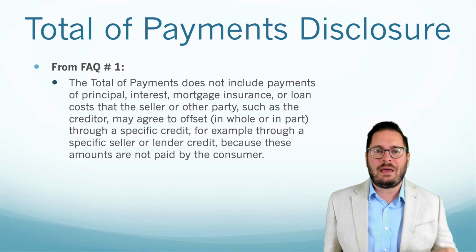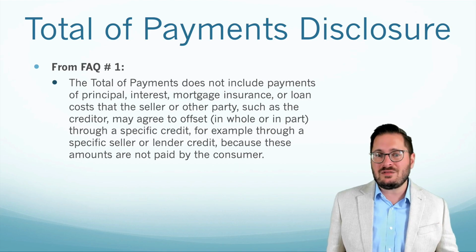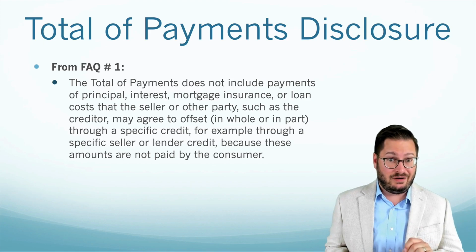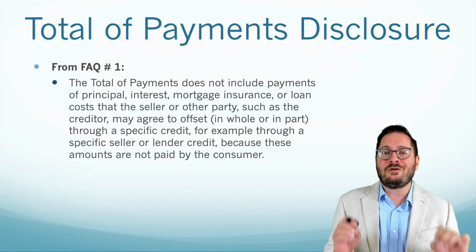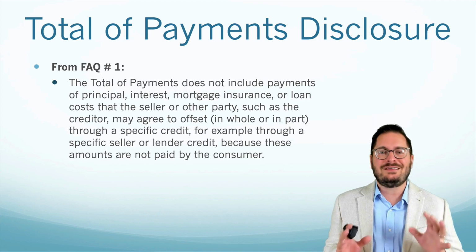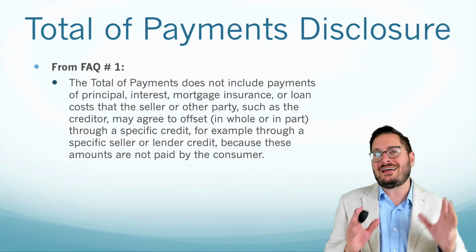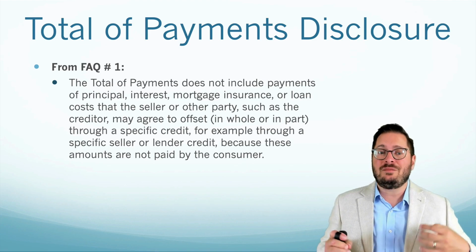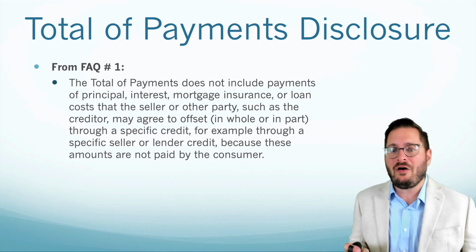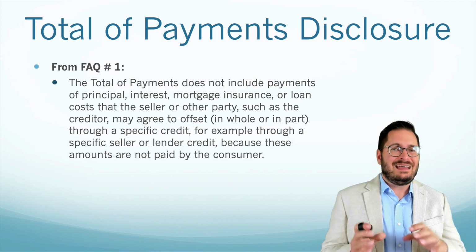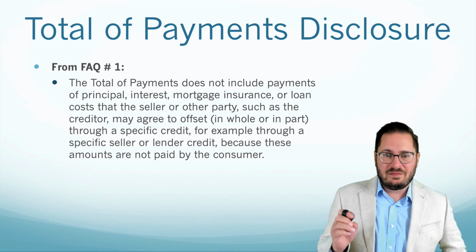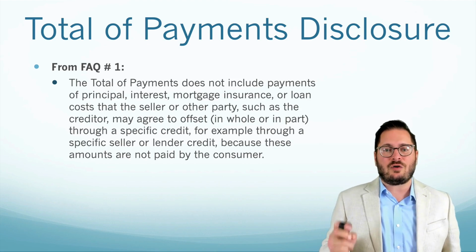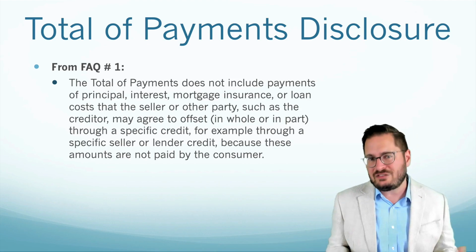It says the total of payments does not include payments of principal, interest, mortgage insurance, or loan costs. This is the key part here, that the seller or other party pay. So it does include those things that the consumer pays, but it does not include the things that a seller or other party pay. And the other party could be the creditor. And these are things that may offset in whole or in part the amount the consumer would pay, and things that are offset through a specific credit. For example, through a specific seller or lender credit, because these amounts are not paid by the consumer.